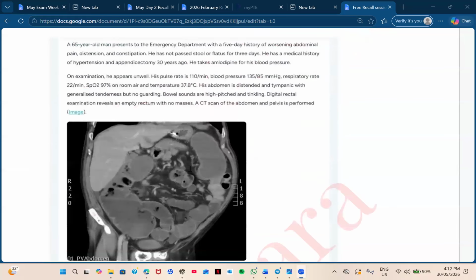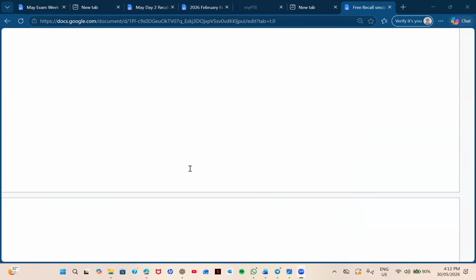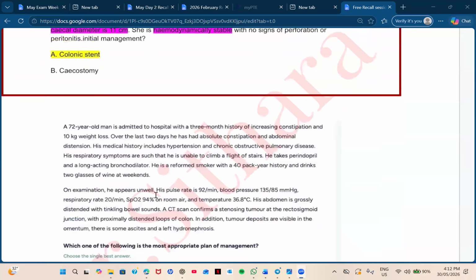Okay, so now I know everyone is confused. So why not stenting, right? Okay, so we'll do this question as well. Then you will understand.